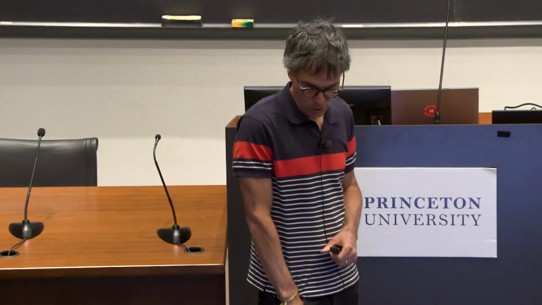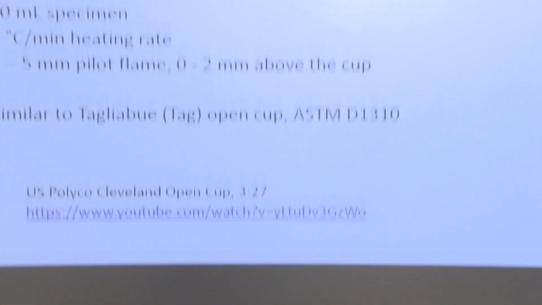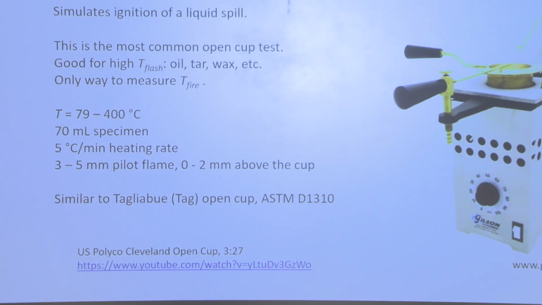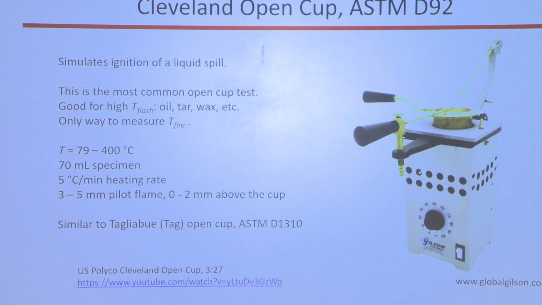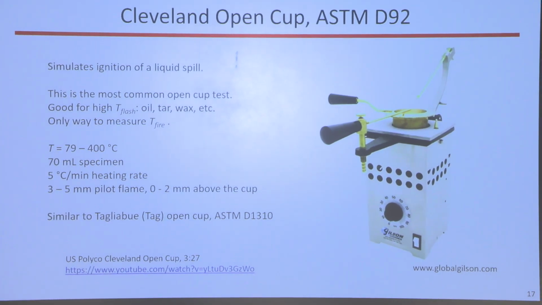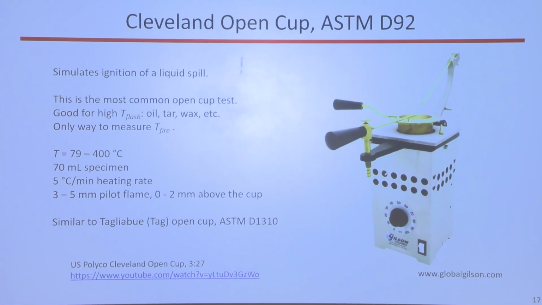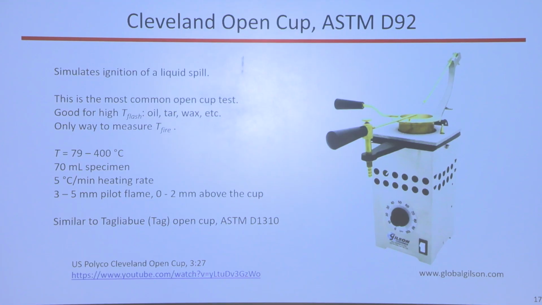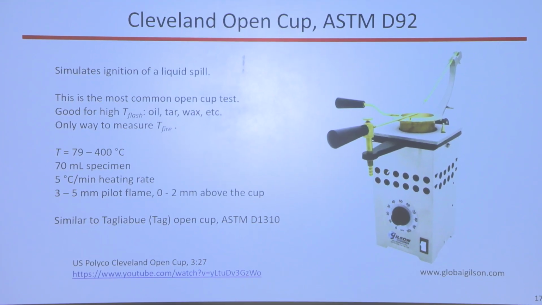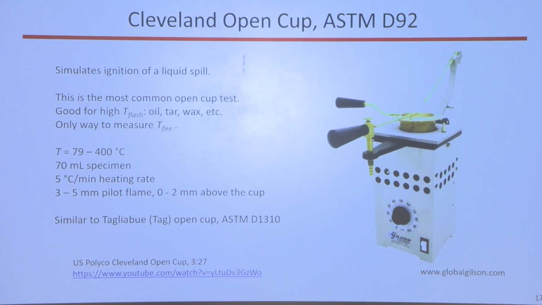So this is called the Cleveland Open Cup. It's the ASTM D92 standard, and it simulates the ignition of a liquid spill. So it is a fully open cup. I'll show a little bit later some that are closed, where the cup is enclosed. It's good for liquid fuels with high flash points, things like motor oil, even tar, candle wax, and so on. You can measure both the flash point and the fire point. I'll talk about that in a minute.